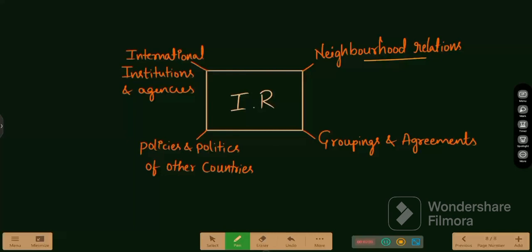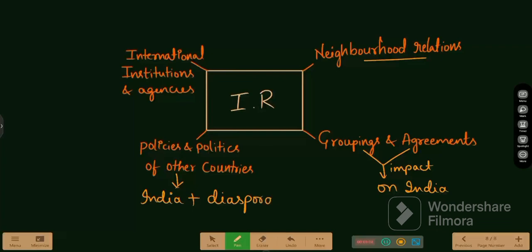And you also need to know bilateral, regional, global groupings and their effect on India. And also bilateral and multilateral agreements which India has signed with other countries, you need to know what is the impact of these groupings and agreements on India. Impact on India. Then what are the effects of policies and politics of other countries on India and its diaspora. You need to study this. Then you need to study important international institutions and agencies, their structure and mandate.